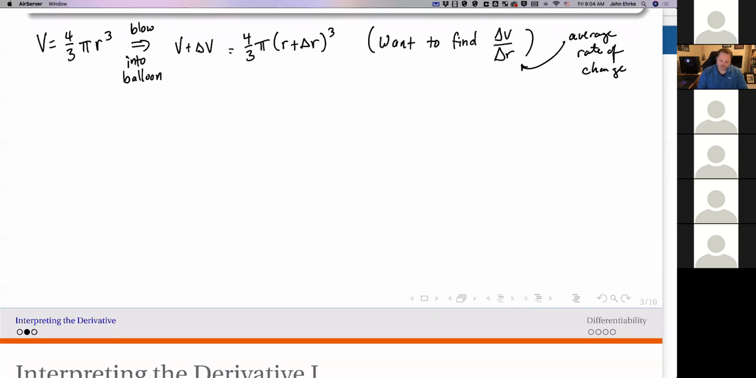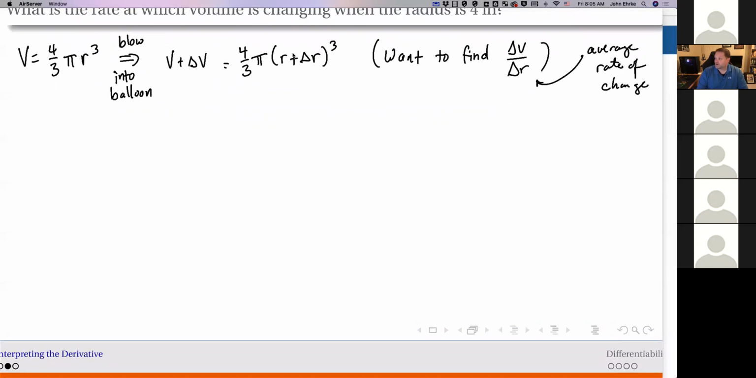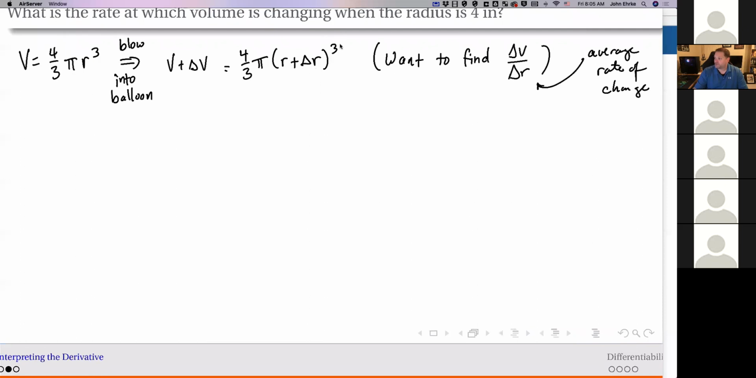All right, so let's do some algebra there. So I'm going to look at the V plus delta V. The first thing I can do here is take the R plus delta R cubed term and FOIL it out or expand it out. I don't expect you to know the formula off the top of your head from high school about expanding cubics. You cube the first term. It's 3 times the first term squared times the second term plus 3 times the first term times the second term squared.